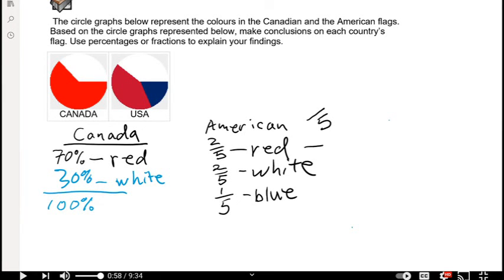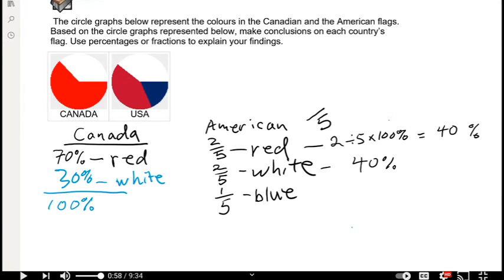Now, based on that, could you tell me what the percentage is for 2/5? If you don't remember how to do this, you go 2 divided by 5 and then times by 100%. And that gives us our percentage. Someone let me know what that number is, please. 2 divided by 5 gives us, and that's right, 40%.